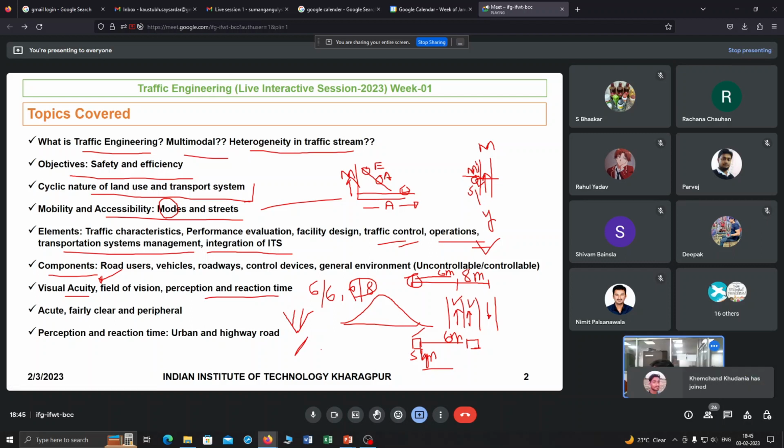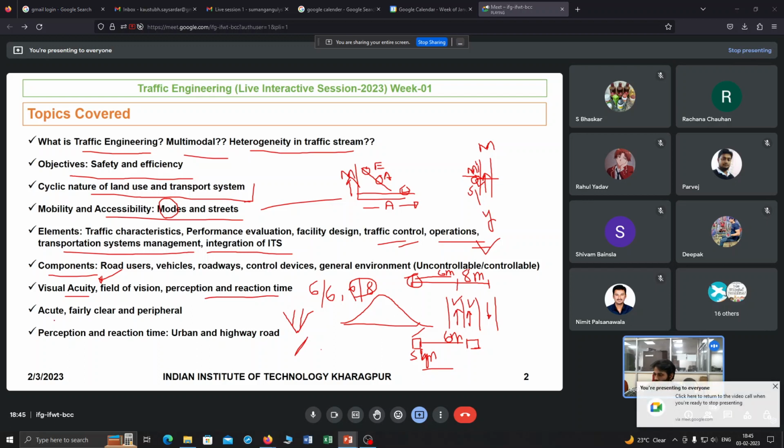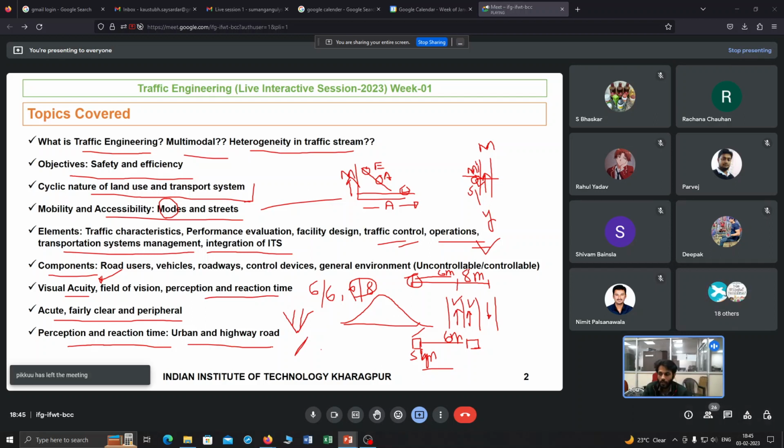Once it is done, the next one is that acute, fairly clear and peripheral visions, right? That's what we are discussing. Your perception reaction time also varies depending on your road. In case of an urban road, there is always congestion, so my perception reaction time will be shorter, right? I will be immediately able to react.